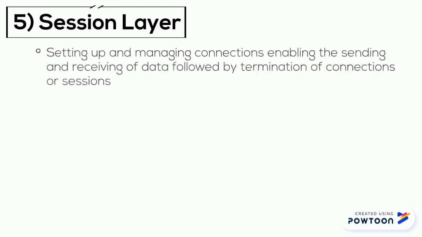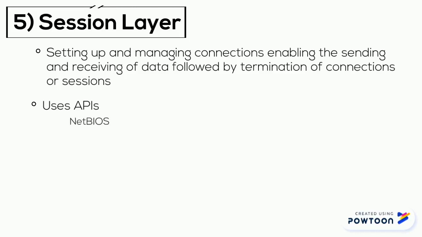After the data has been acquired and converted into a transportation format, the next step in the assembly line for the data is the session layer. This layer helps with setting up and managing connections, enabling the sending and receiving of data, followed by termination of connections or sessions. The session layer has its helpers called APIs, or Application Programming Interfaces.